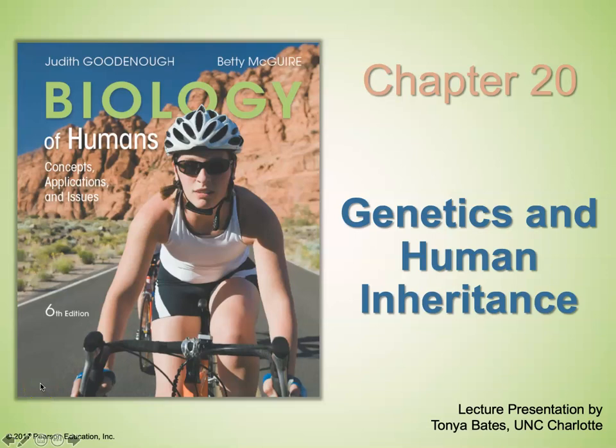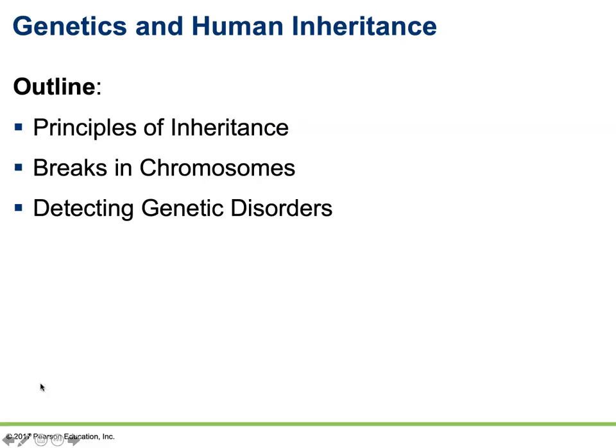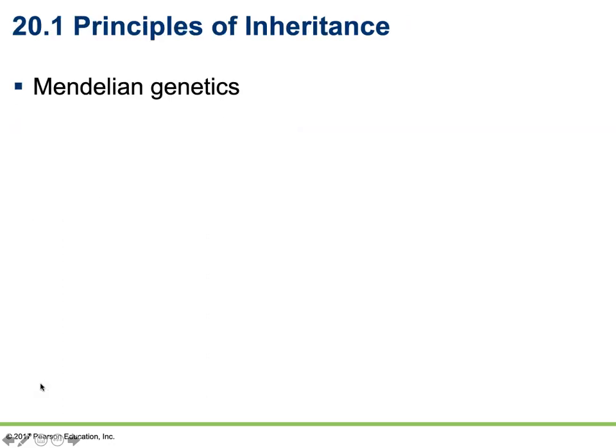All right, Chapter 20, Genetics and Human Inheritance. In this chapter, we're going to cover the principles of inheritance, breaks in the chromosomes, and how to detect genetic disorders. We're going to start off by talking about how genetics is the study of both the stability and the variability of inheritance.